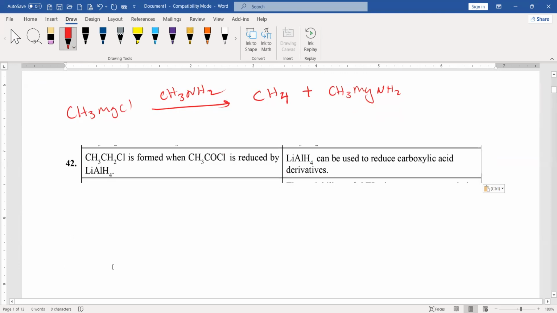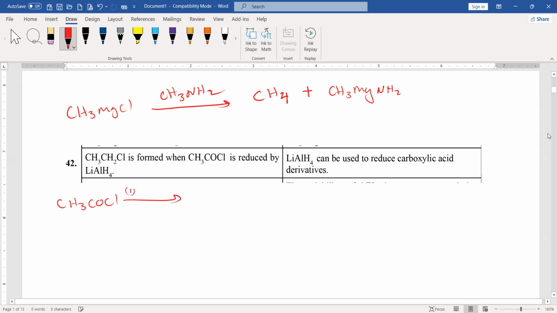Next one. CH3CH2Cl is formed. That is called chloroethane, which is formed when it is reduced by lithium aluminum hydride. Normally remember that by reducing carboxylic acids and their derivatives we can obtain alcohol. If it is an amide, you will get a primary amine. So in this case, you will get CH3COCl.